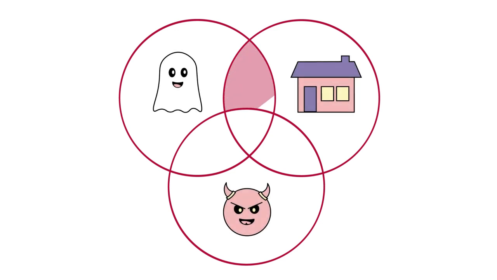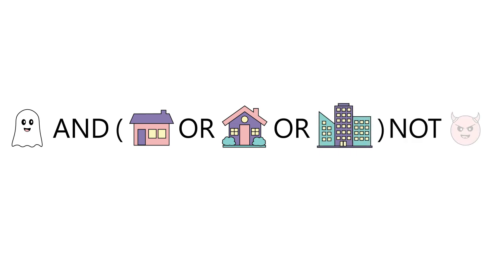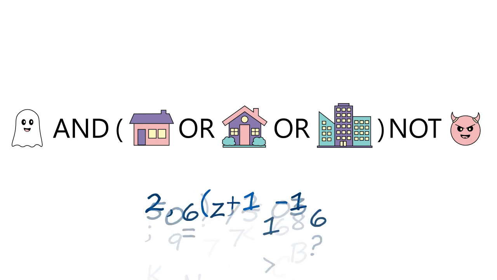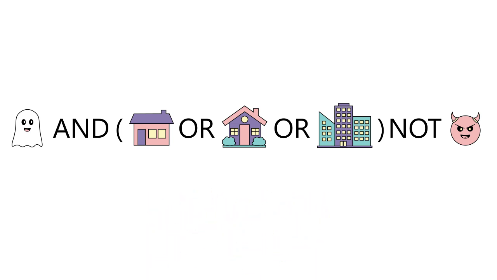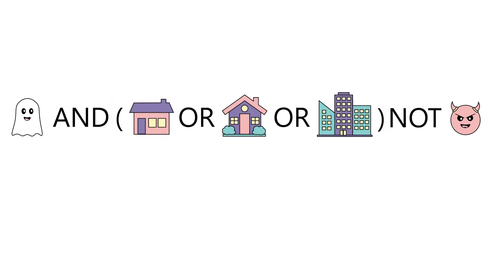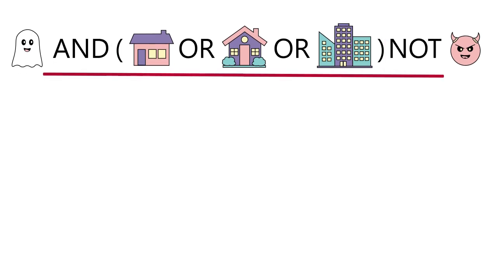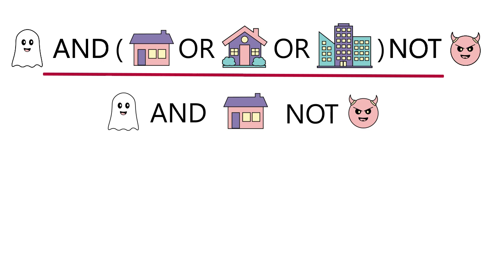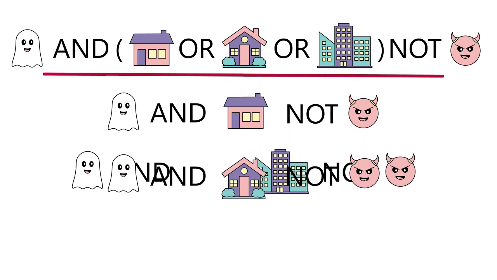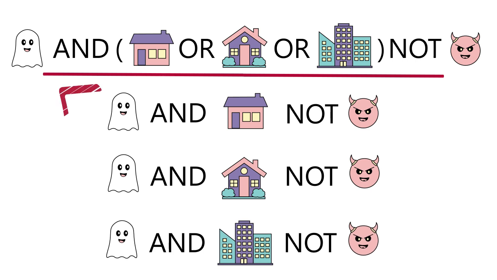So to find out more about having a ghost in your home, but avoid results about demons, we could search ghost AND (house OR home OR building) NOT demon. If it starts to sound like math, it is, but don't worry, the database handles the hard part. Just like in math equations, the order of operations applies. Whatever's in the parentheses is done first. So in our example, the search actually looks for ghost AND house NOT demon, or ghost AND home NOT demon, or ghost AND building NOT demon, all at the same time.